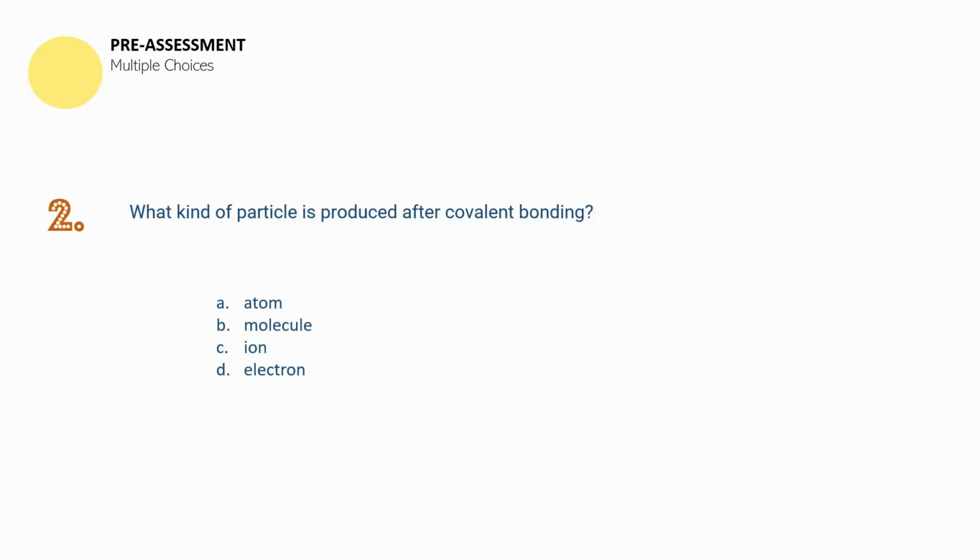Question number 2. What kind of particle is produced after covalent bonding? A, atom, B, molecule, C, ion, D, electron. If you need more time, you can pause this video. If you have decided to continue, that means you are ready for the next question.